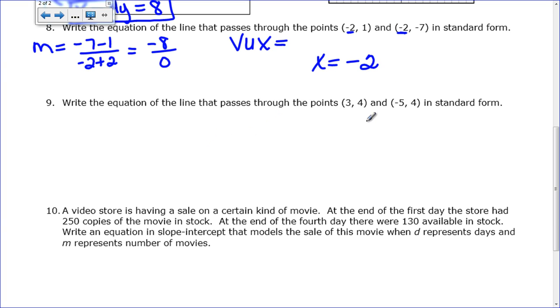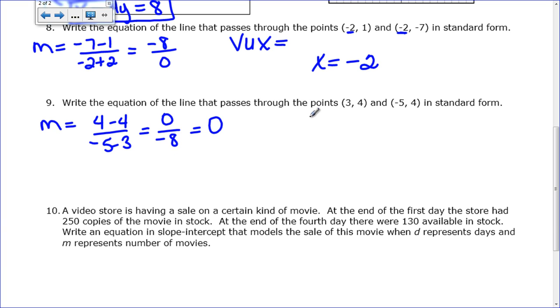So number 9, equation of the line that passes through these 2 points. Again, we're going to find our slope. So I have 4 minus 4, and then I have -5 minus 3. Well, 4 minus 4 is 0. -5 minus 3 is -8. Well, that just equals 0 because I can take nothing and split it into 8 parts.